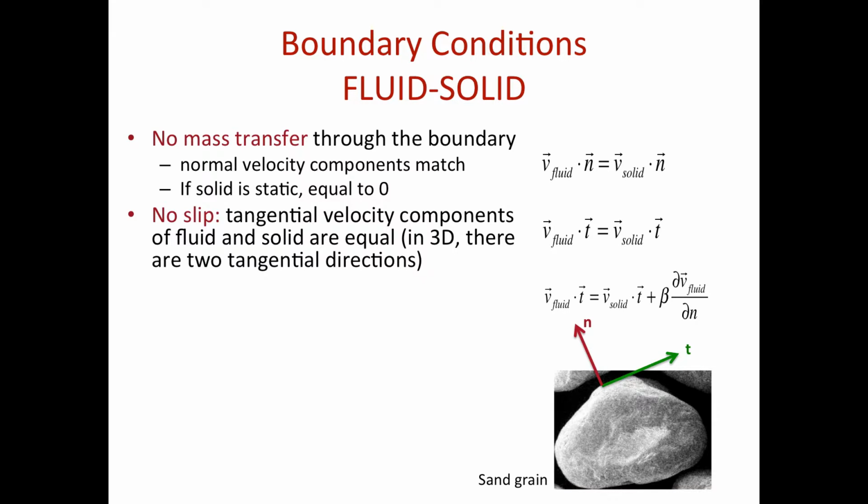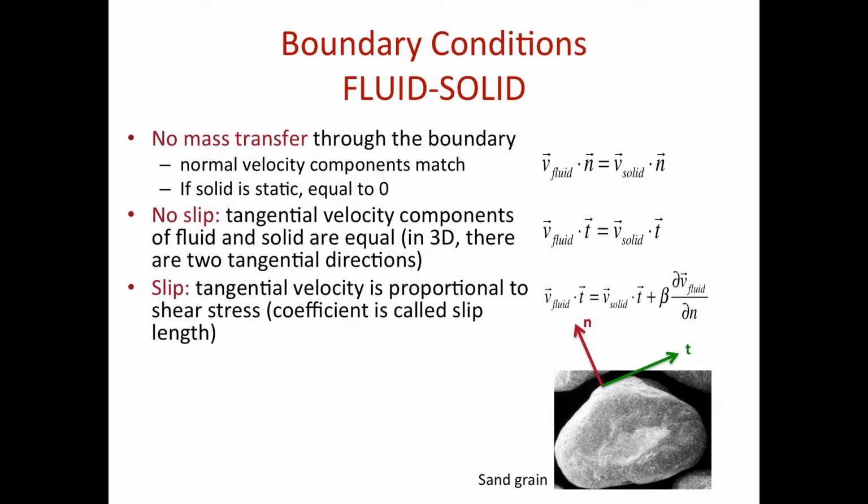We often also take no slip, which means that tangential velocity components are equal. In three dimensions I'm of course going to have two tangential directions, and the tangential velocity components of fluid and solid are equal if I have no slip. Slip means that tangential velocity is proportional to shear stress at that boundary. There's a coefficient, which is often something I have to tweak, called the slip length. You will actually have a homework problem based on this.